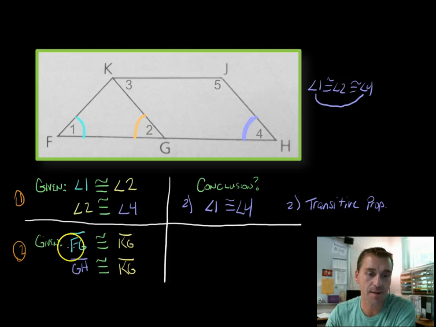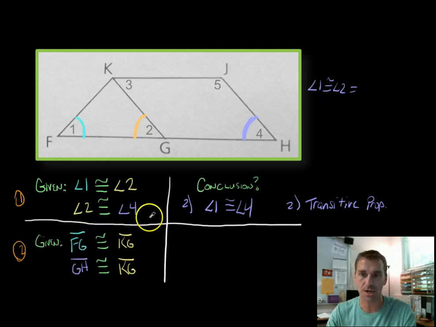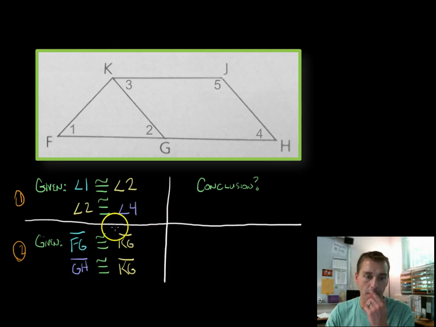So here's a second example. These are just segments. So if I go back to the segment example, let me erase all of this, so we get a fresh look at the picture. Okay, so we got FG, here it is, FG, is congruent to KG, that's this one right here. So those two are congruent.